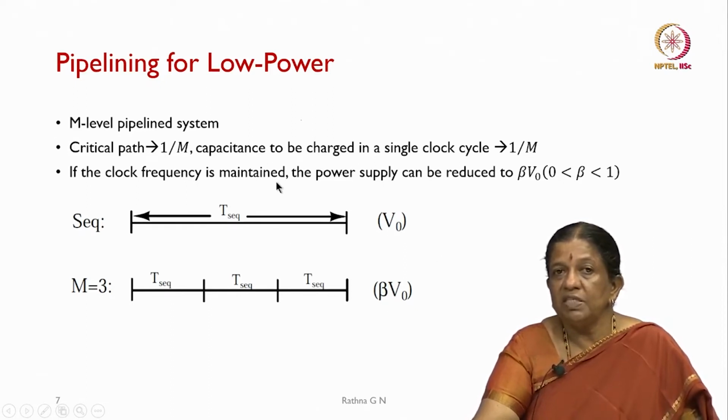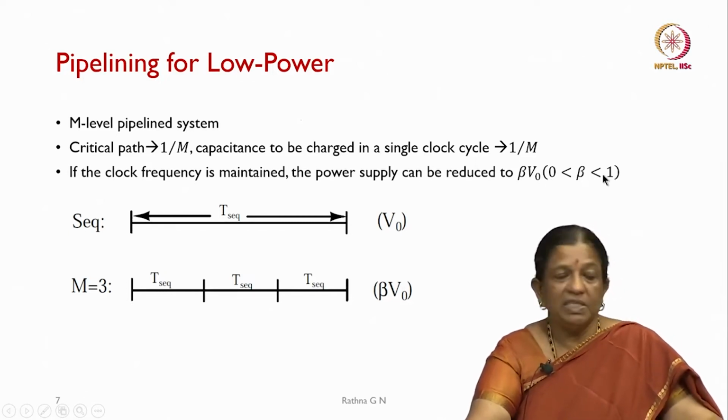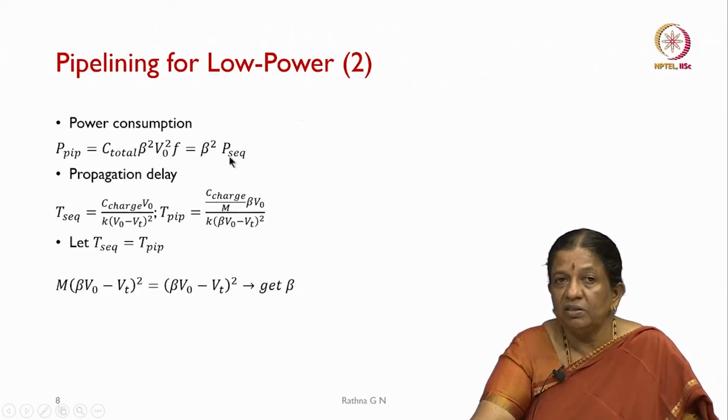If we maintain the same clock frequency, we say the power supply can be reduced to beta times V naught, where 0 is less than beta, which is less than 1. So, coming to low power continuation, the power consumption for pipelining is going to be C total into beta squared into V naught squared into the frequency, which, compared to the sequential case, is beta squared into P sequential.